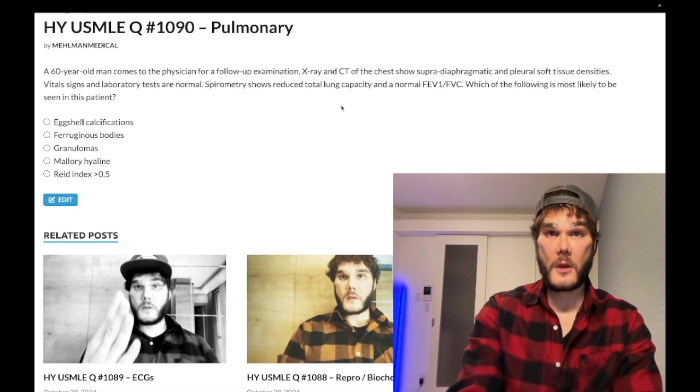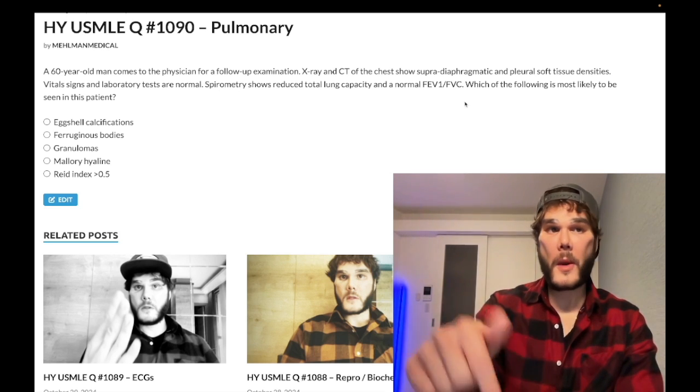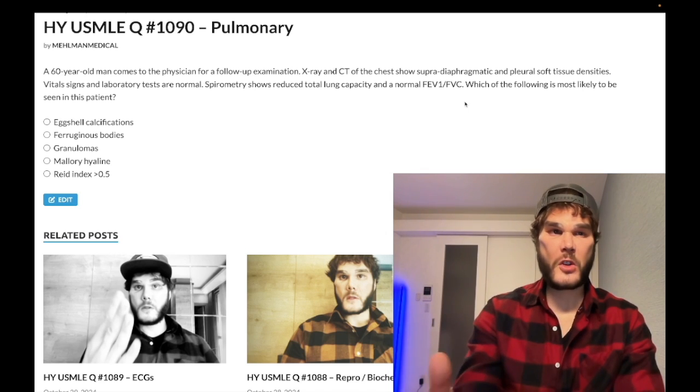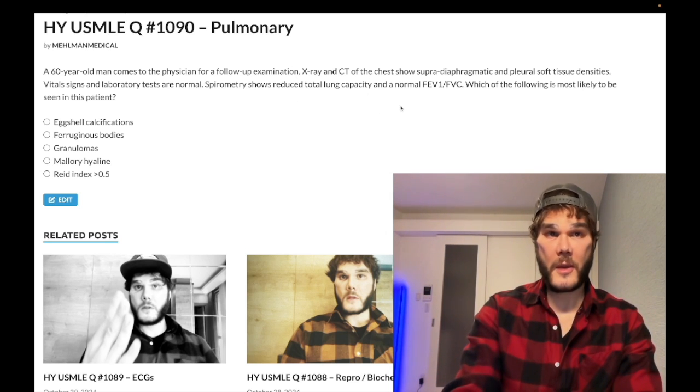That's restrictive. For obstructive, you're going to have increased lung volumes, and you're going to have a decreased FEV1 over FVC. If you're confused about all the lung volume stuff, go to my pulmonary PDF, which I've linked below. I have charts, tables, all that stuff on all the lung volumes. It's near the beginning of the PDF as well. Clear all that stuff up for you, very easy. Which finding would we see in this patient?